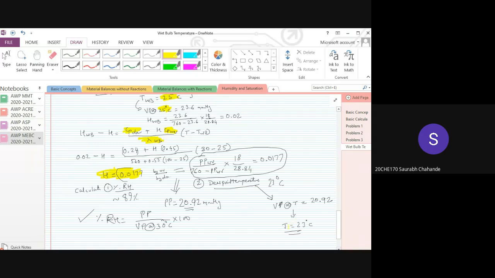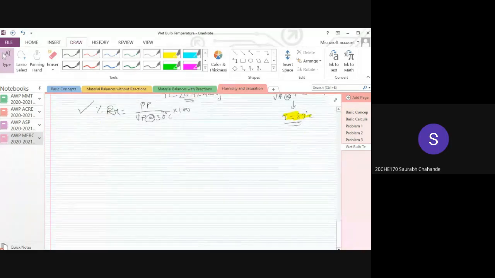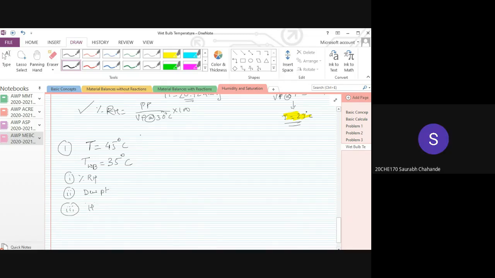Okay, let me give you a couple more problems to calculate. So let's take temperature as 45 degrees centigrade. Dry bulb temperature is 45. Let's say wet bulb temperature is 35 degrees centigrade. Calculate percent RH, calculate dew point, calculate humidity. Okay, that's one problem.